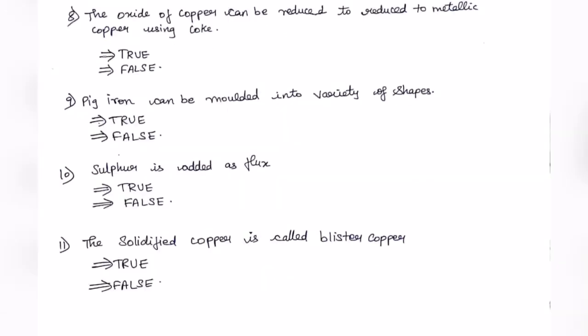Here are some true or false questions. The oxide of copper can be reduced to metallic copper using coke. True or false? Pig iron can be molded into a variety of shapes. True or false? Sulfur is added as a flux. The solidified copper is called blister copper. Reading the questions, you can choose whether it is true or false.